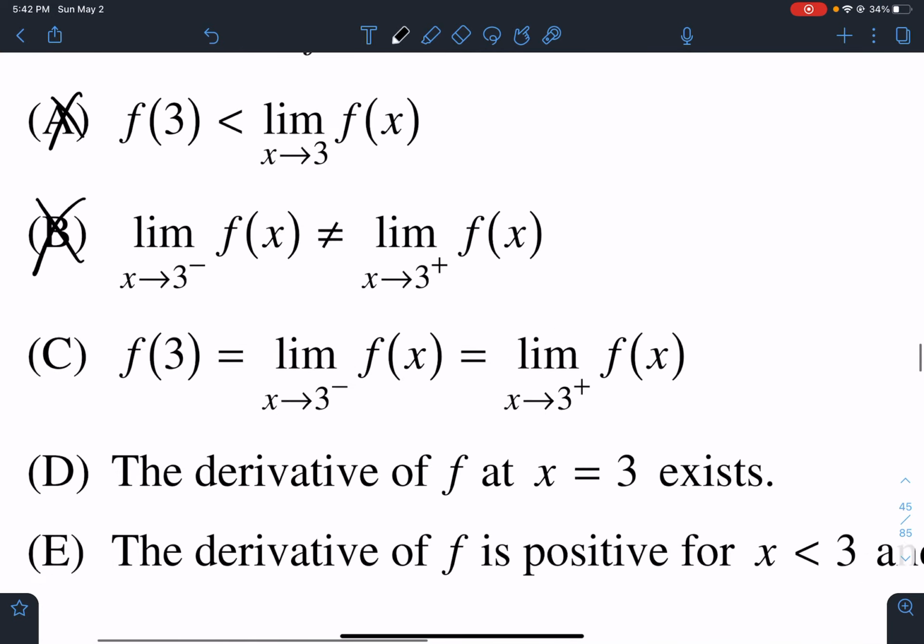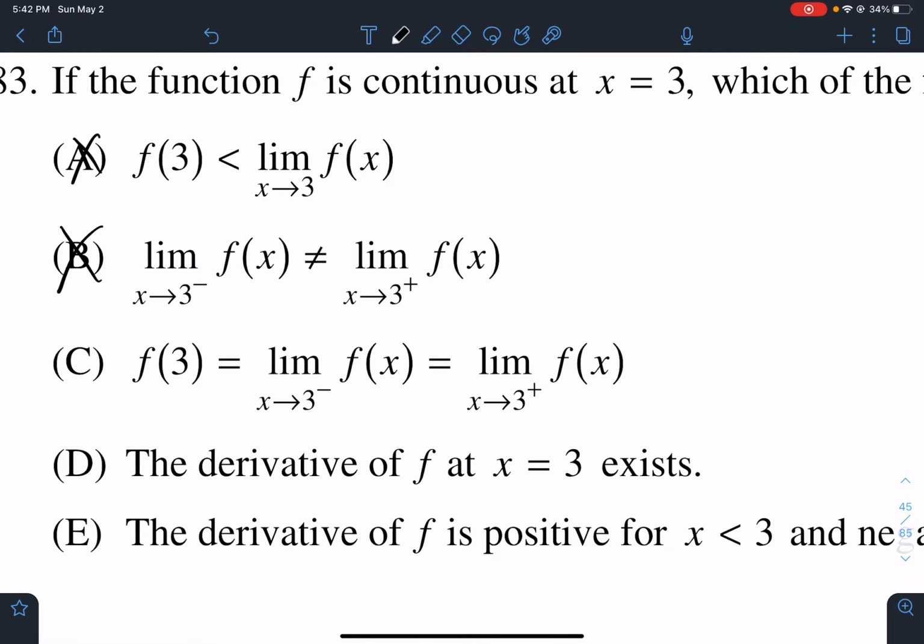So C: f of 3 is equal to the limit as x approaches 3 from the minus side, which is also equal to the limit as x approaches 3 from the plus side. So in this scenario, we have this point, f of 3, and we have the function here and the function here. So the limit approaches the same point, and that equals f of 3. Well, that's what the definition of continuous is. So we can confidently say that by definition, continuous means that C is going to be our answer.